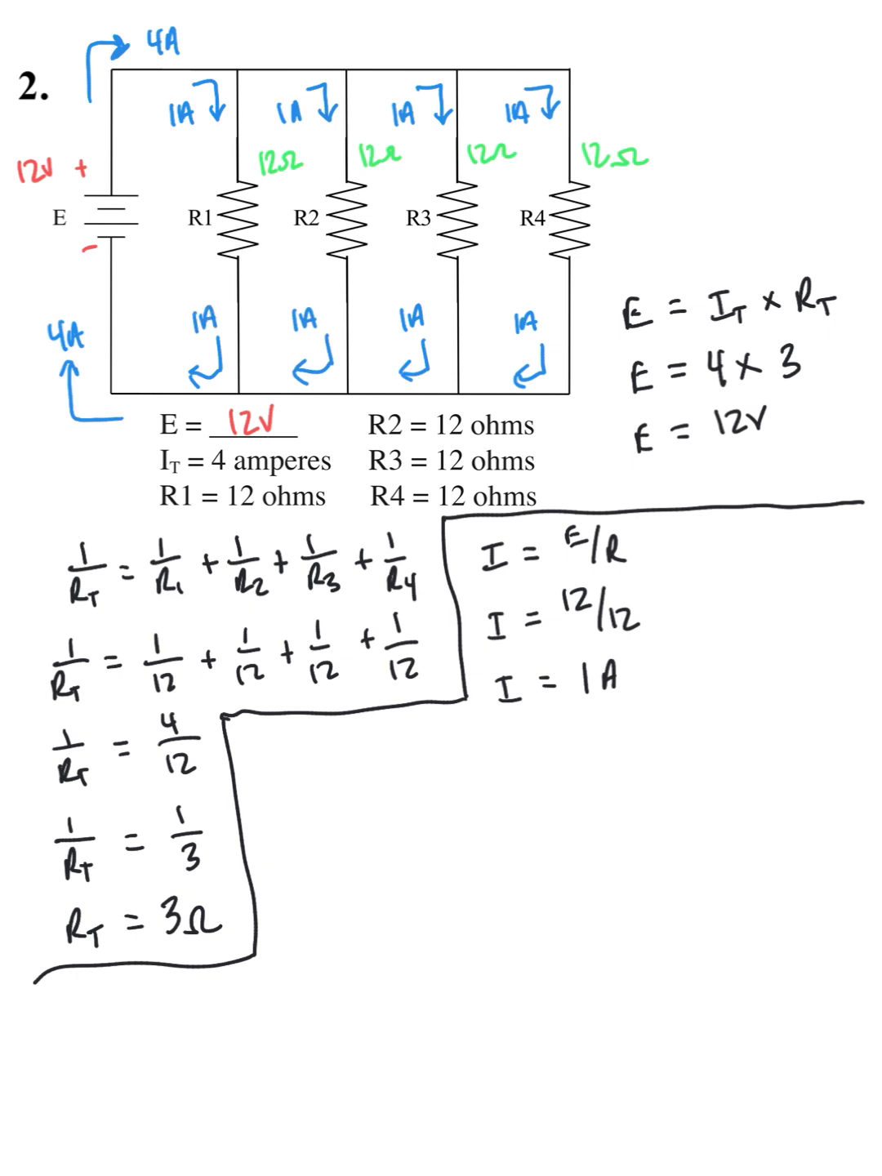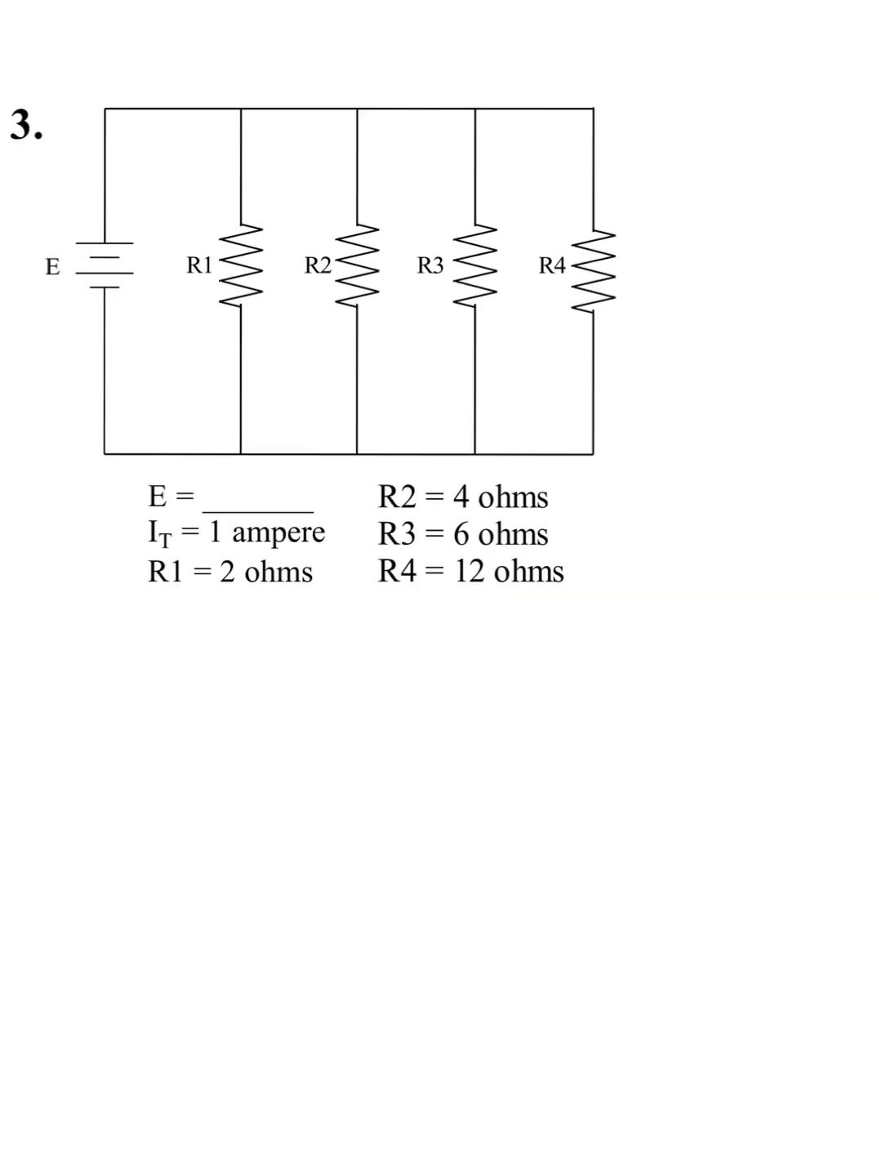So this equation is all done. Fairly easy. It looks messier than it is. So let's go ahead and take a look at number three. All right, so here is number three. Again, we're solving for voltage. So it's going to be somewhat similar to what we've already done, but let's take a look. We'll go ahead and label.